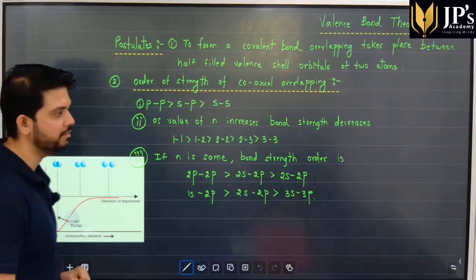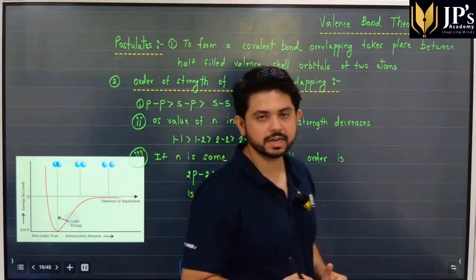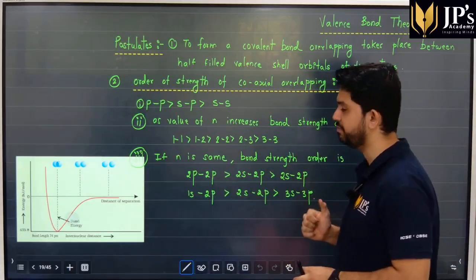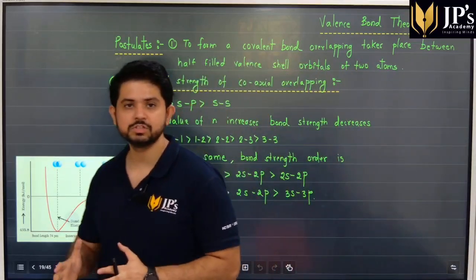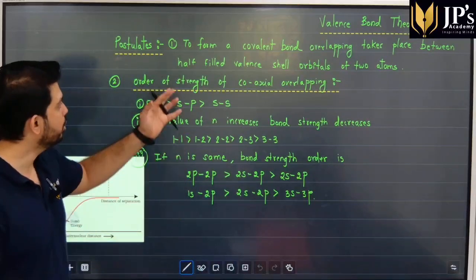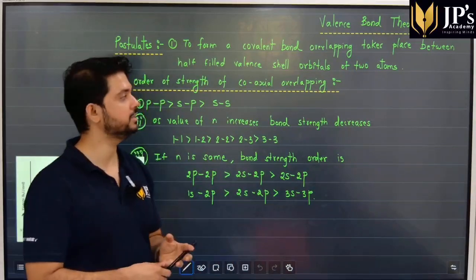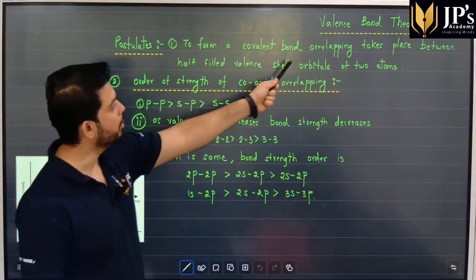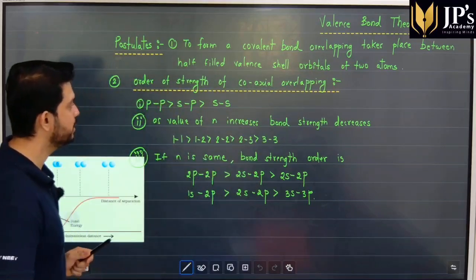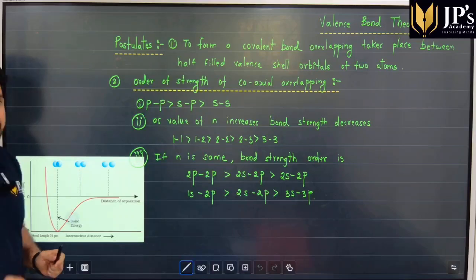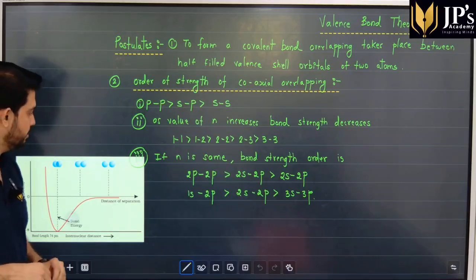Next, students, we have the next theory to understand how molecules are formed, valence bond theory or VBT. Valence bond theory, students, says that the atomic orbitals, to form a covalent bond, they overlap each other. To form a covalent bond, overlapping takes place between half-filled valence shell orbitals. So let us understand, students, what's happening over here.